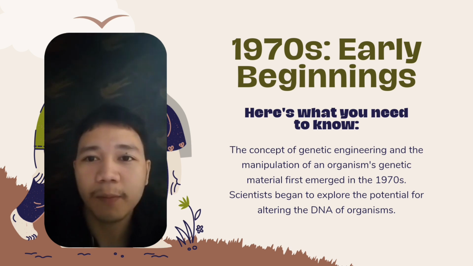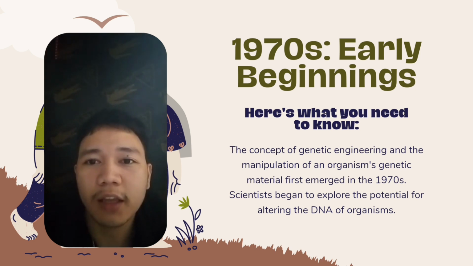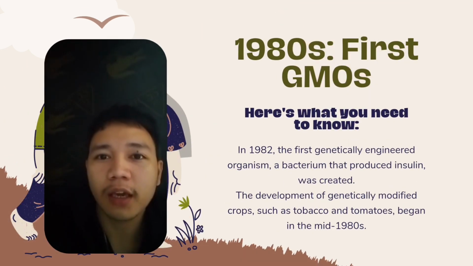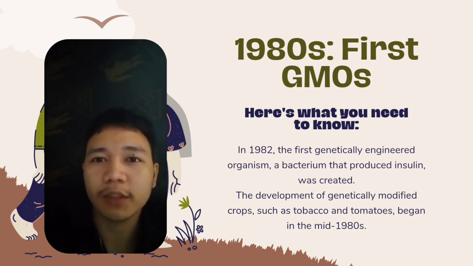One of the key milestones in the early 1970s was the development of recombinant DNA technology by scientists Stanley Cohen and Herbert Boyer. This breakthrough allowed scientists to cut and combine DNA fragments from different sources, enabling them to transfer genes between organisms. In the 1980s, Stanley Cohen and Herbert Boyer created the first genetically modified organism, GMO.